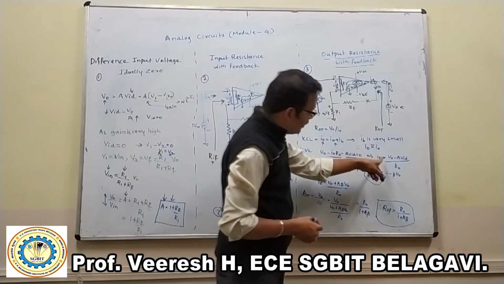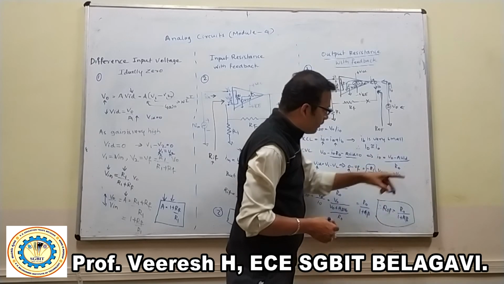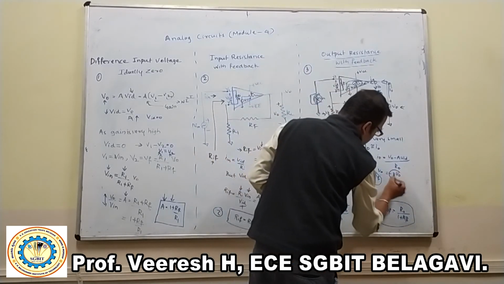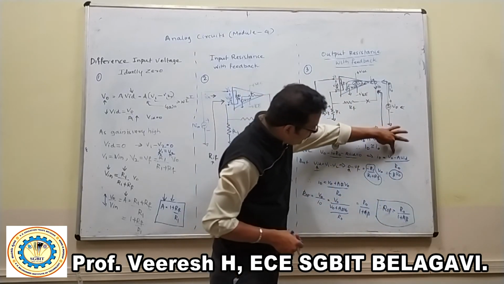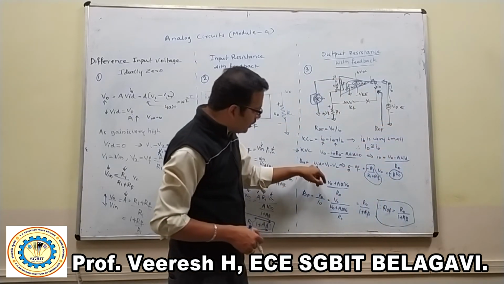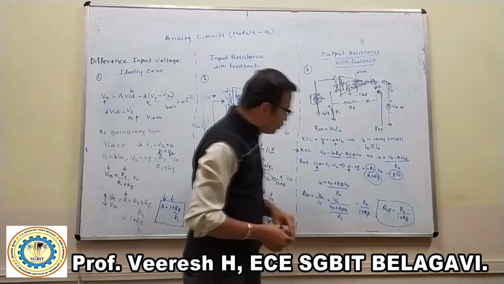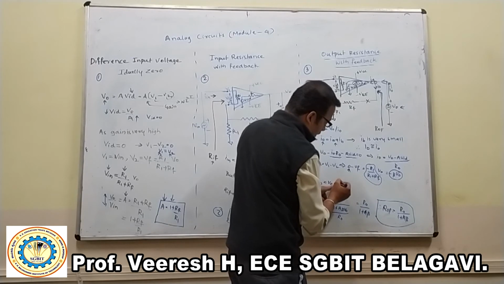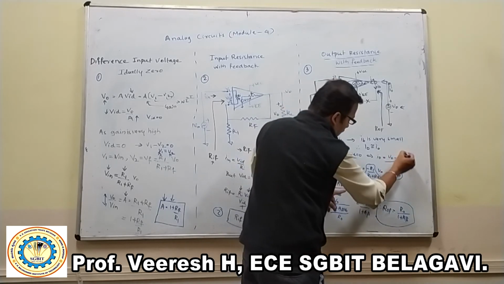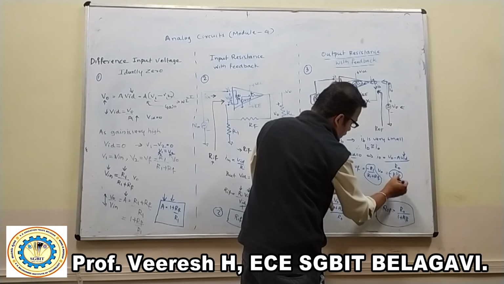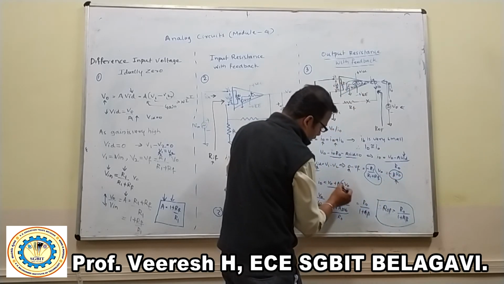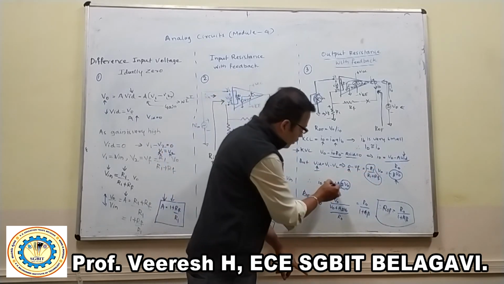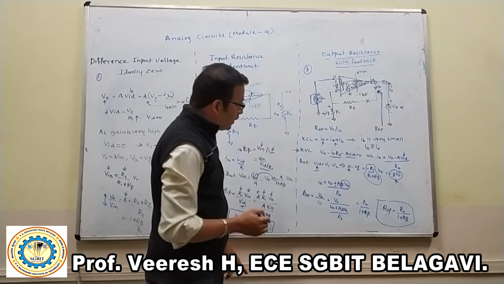Now I0 I had written as V0 minus A into VID divided by R0. In that, VID I got as minus beta into V0. So in this expression, I am going to substitute VID equal to minus beta into V0. V0 is as it is, minus and minus will become plus, A is as it is. Instead of VID, I have substituted beta into V0. Here is one negative sign, here one more negative sign, so it will be plus here.